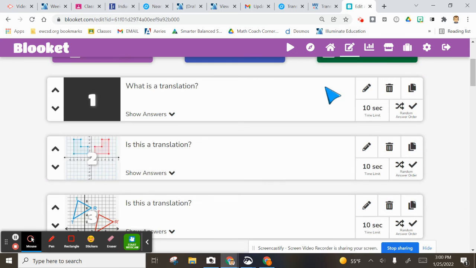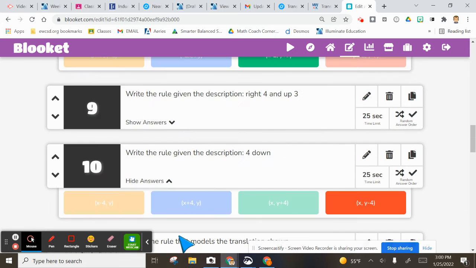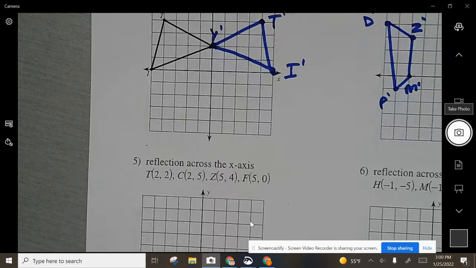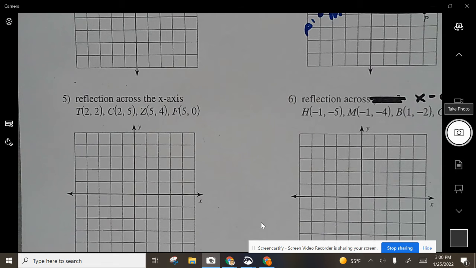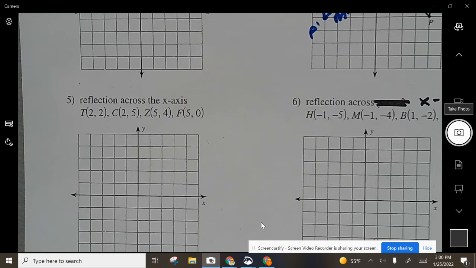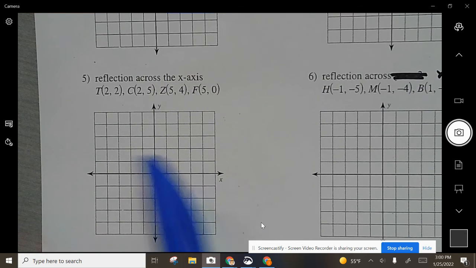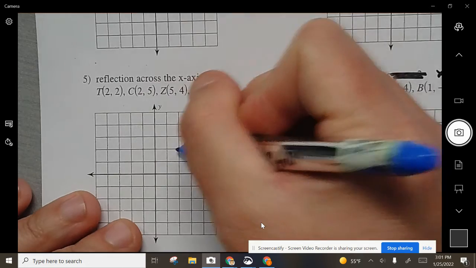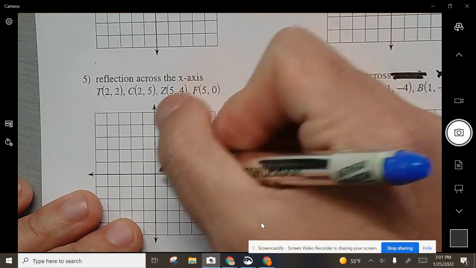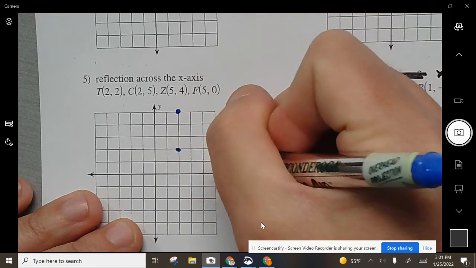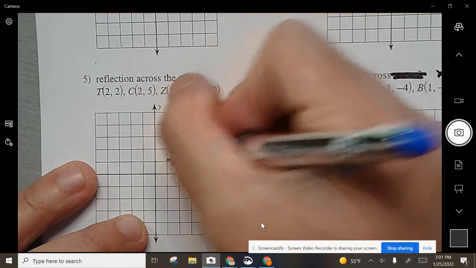If you keep looking through this problem, as you keep going through, sorry, let me get back here. This is where it gets a little more interesting, okay? So as you're looking through this part here, I want you to go ahead and draw all the points here. Over 2 up 2, over 2 up 5, over 5 up 4, over 5, 0. And mark these points for me too.